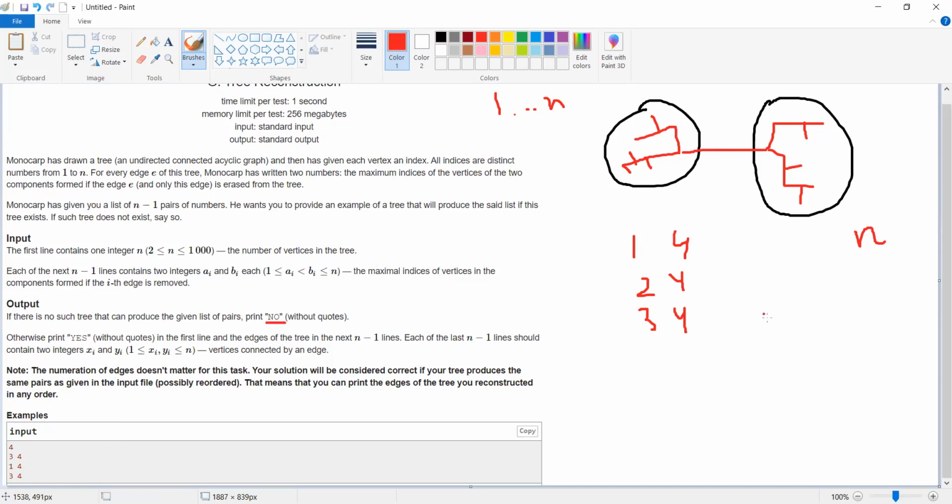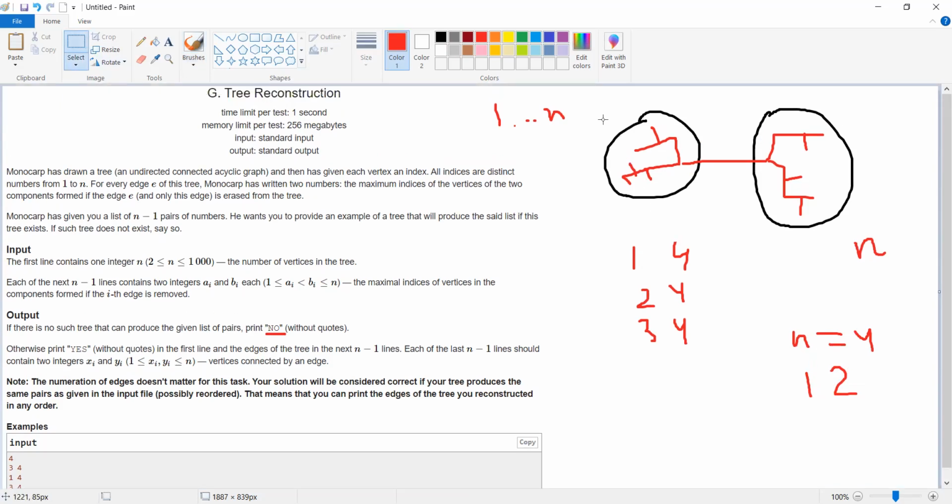For example, if n is equal to 4 and we have the input 1, 2, we don't have 4 here. It means this is incorrect input, and we cannot reconstruct such a tree. One of the numbers must be the maximum number. So this is one way to check it. Next, we checked everything, so in each pair we have one number n and another number that is not n.